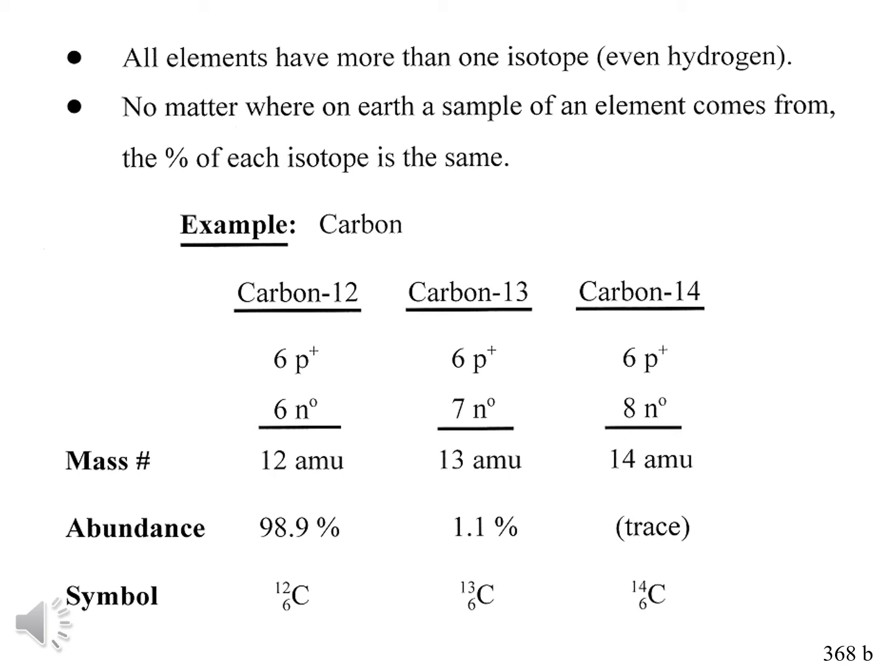If you do a mass spectrometer reading for carbon, you find out that the sample is about 99% carbon 12, about 1% carbon 13, and carbon 14 is only a trace because it's the one that's radioactive.